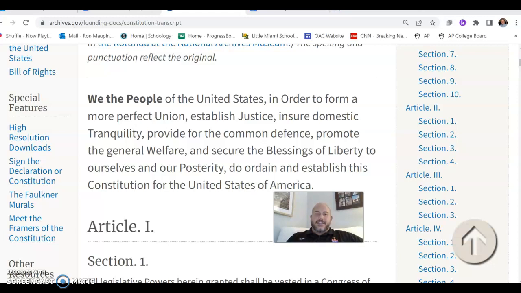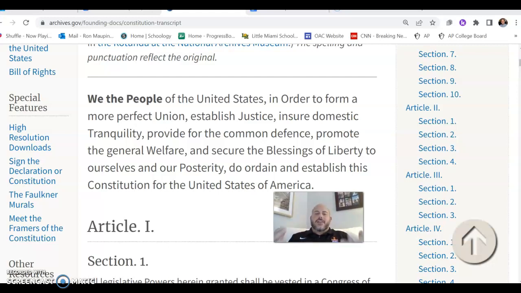They state that they will establish justice, ensure domestic tranquility. That means peace and safety at home. Provide for the common defense. Don't knock the founders on misspelling defense. That's how they spelled it in those days. Promote the general welfare, the idea of trying to make things good for everybody on the whole, and secure the blessings of liberty to ourselves and to our posterity, meaning for us now and to our descendants in the future. Do ordain and establish this Constitution for the United States of America.